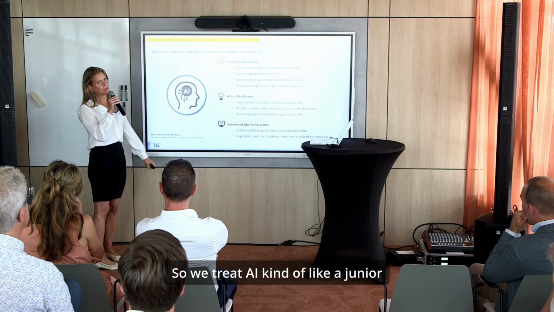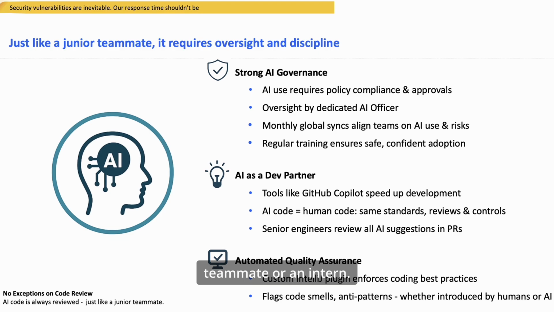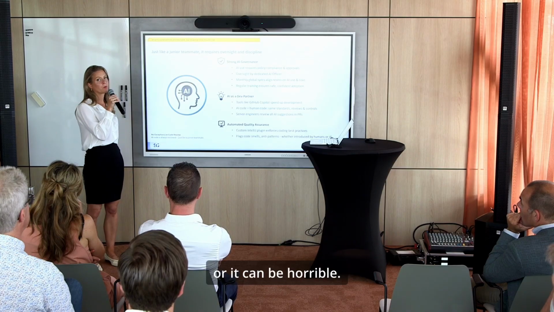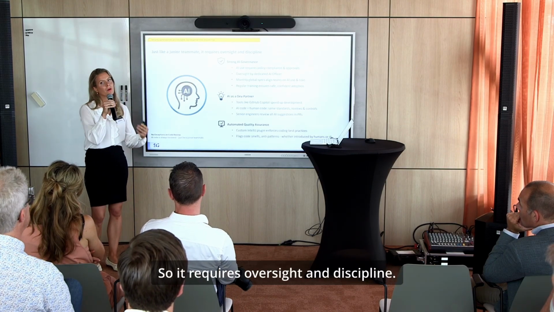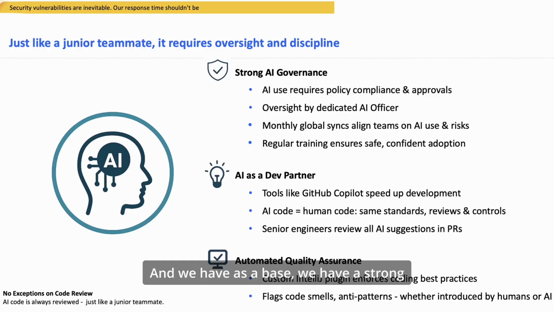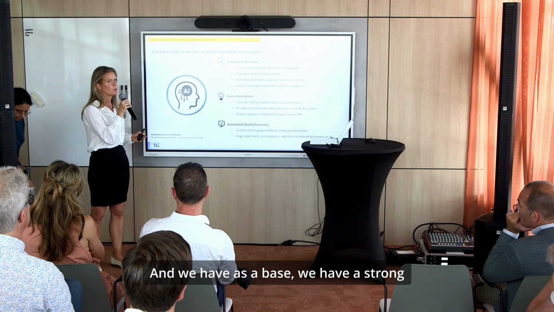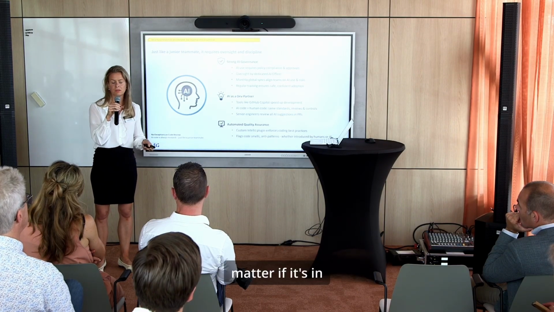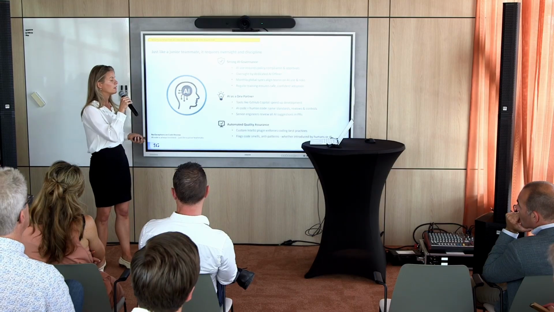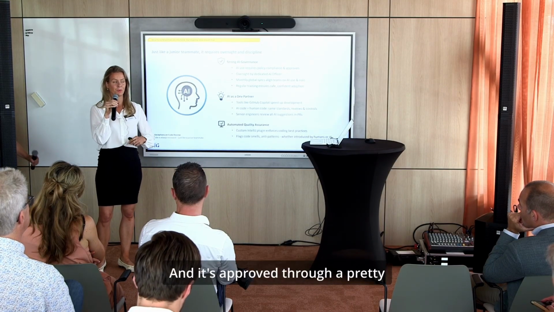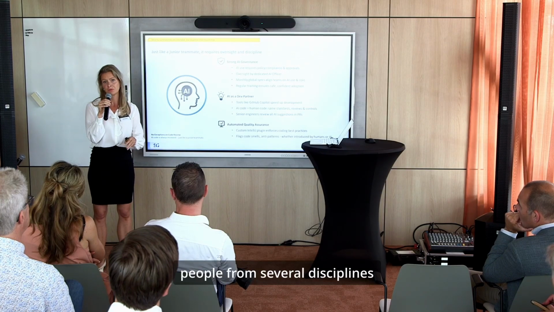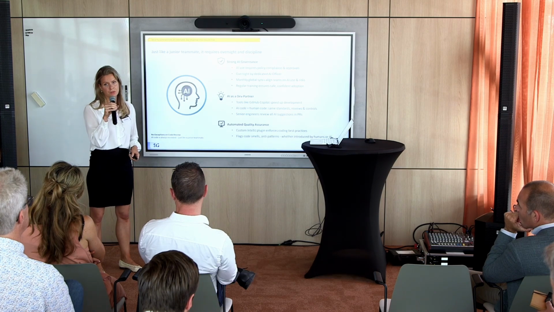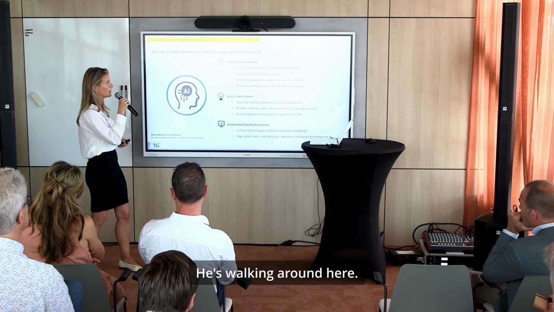Yeah. So we treat AI kind of like a junior teammate or an intern. They can be amazingly, surprisingly good, or it can be horrible, but with potential. You never know. So it requires oversight and discipline. And as a base, we have strong governance over the usage of AI. Any tool which is used within Maxxton, no matter if it's in the Netherlands, France, or India, needs to be approved. And it's approved through a pretty lengthy process with people from several disciplines within Maxxton. And to oversee all of this, we have an AI officer. His name is Martin. He's walking around here.